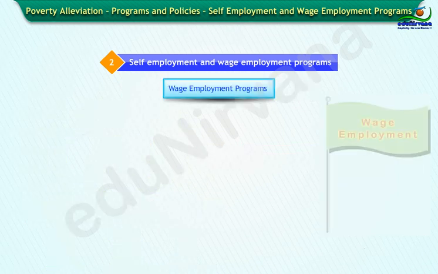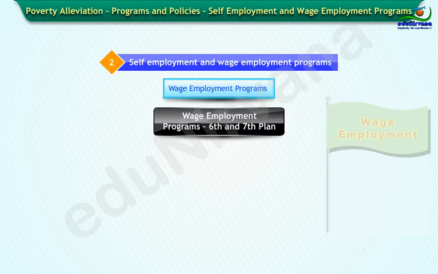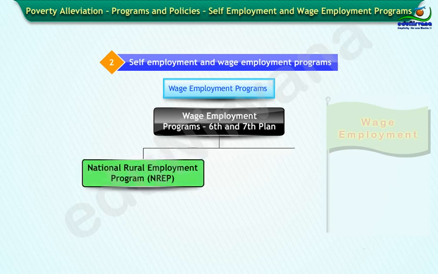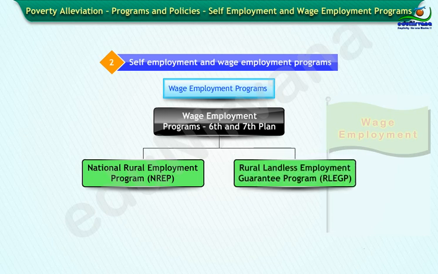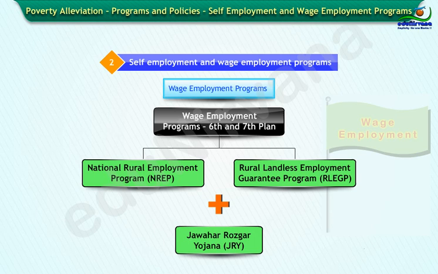Wage employment programs. Now, let's look at the wage employment programs. These were first started during the 6th and 7th plan in the form of the National Rural Employment Program, NREP, and the Rural Landless Employment Guarantee Program, RLEGP. These two programs were later merged in 1989 into the more well-known Jawahar Rojgar Yojana or JRY.